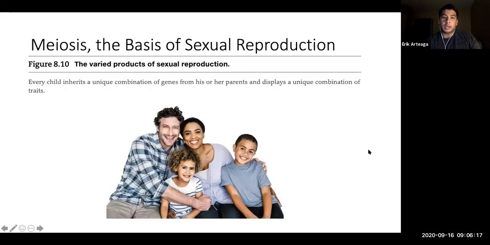All right, so meiosis, this is the basis of sexual reproduction. Every child inherits a unique combination of genes from his or her parents and displays a unique combination of traits, right? So everyone is a mix of their parents, whether they like to think so or not. Again, you gain one chromosome from your father, one chromosome from your mother, making 23 pairs, 46 unique chromosomes, right? But 23 homologous pairs.